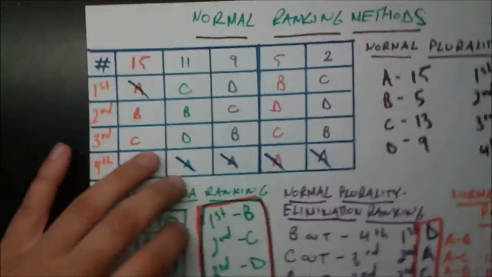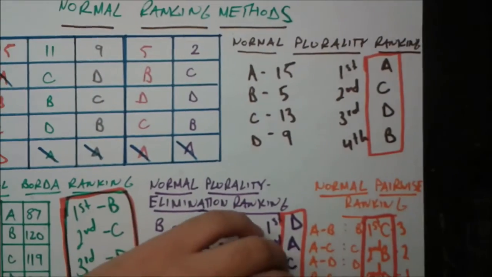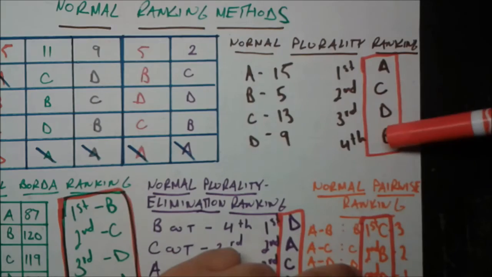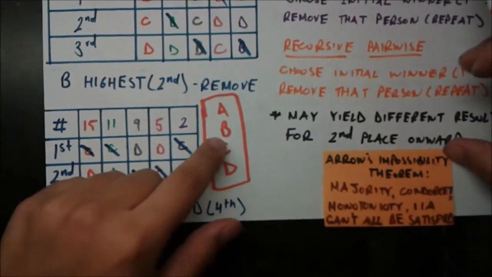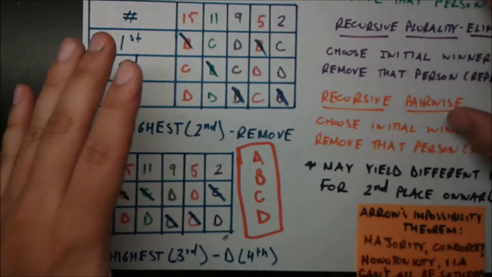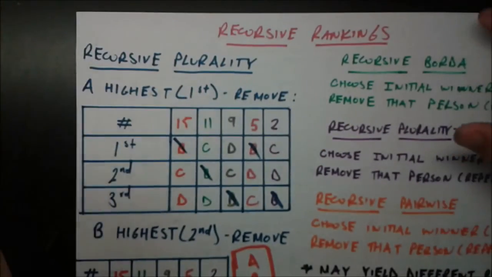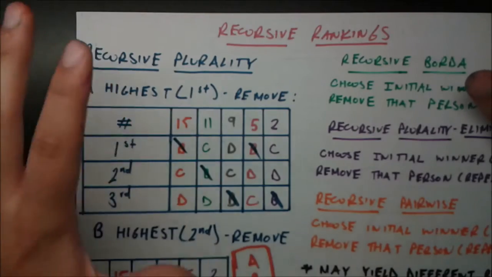But under the natural or normal plurality ranking method, what did we have? We had A, C, D, B. Slightly different because B was actually last here, but B is actually second here. So this recursive method and the natural or normal method, these two different ways of ranking can differ as well.